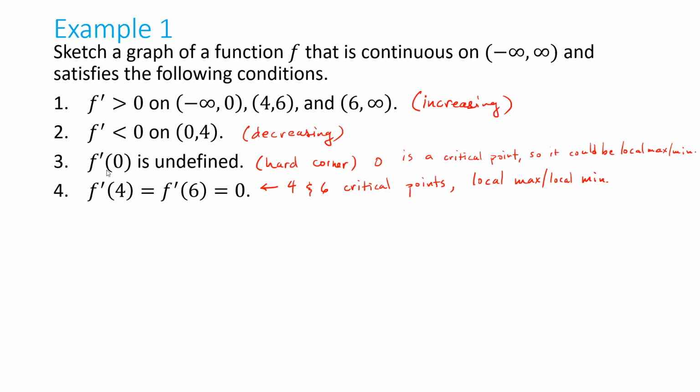Okay. So that's important because now we want to think about it here. F prime of 0 could be a local max or a local min, but it's got to have a hard corner in the graph. 4 and 6 are points where the slope is 0. So they could be a local max or local min, but we know they're just points where the graph levels out, right? Where there's a horizontal tangent. So that's really what we're saying here, that at these points, there's a horizontal tangent.